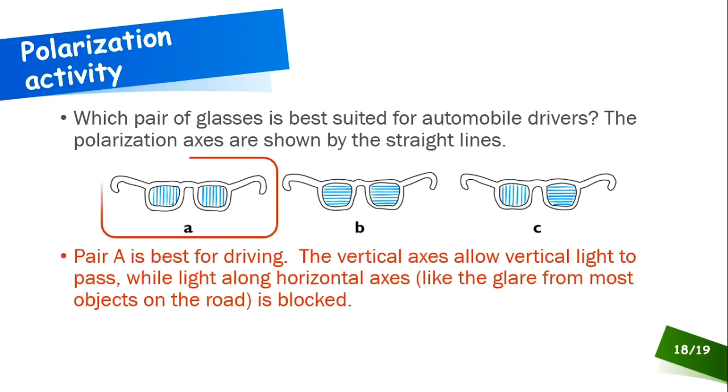Okay, well, I hope what you picked was pair A. It's best for driving. The vertical axes are going to allow vertical light to pass, and that's what we want, because of the glare that's coming off of the road. What type of material is the road? Well, it's not metallic, it's non-metallic. For non-metallic surfaces, the light reflected is going to be polarized along a horizontal plane because that's parallel with the surface. So the glare coming off the road is going to be parallel with the surface of the road, and that's going to be the horizontal direction. So you want to block out the horizontal direction, let in the vertical direction. So that's why pair A is going to be best for driving.